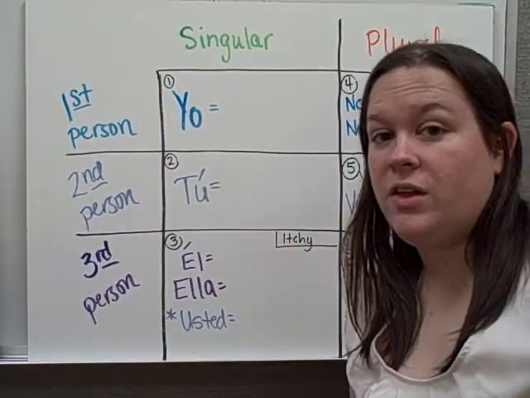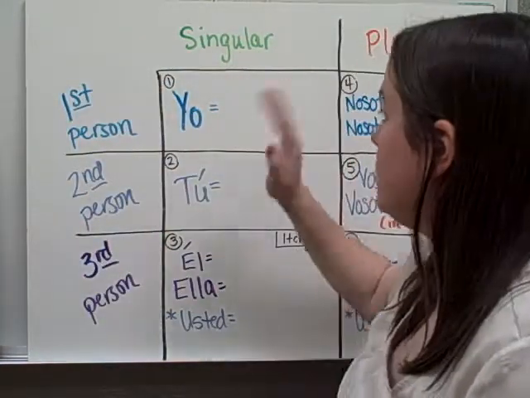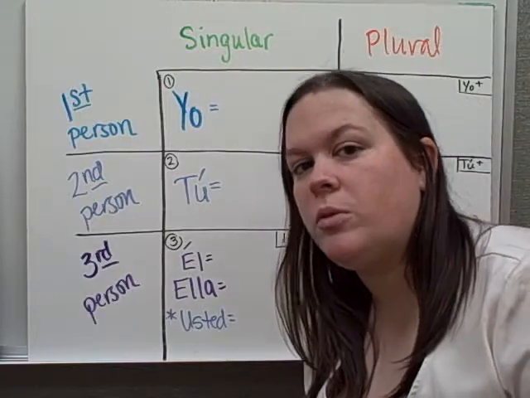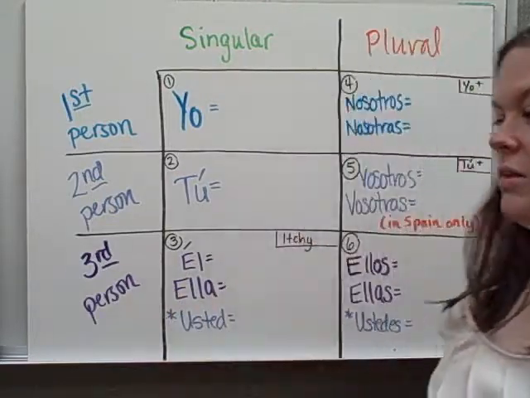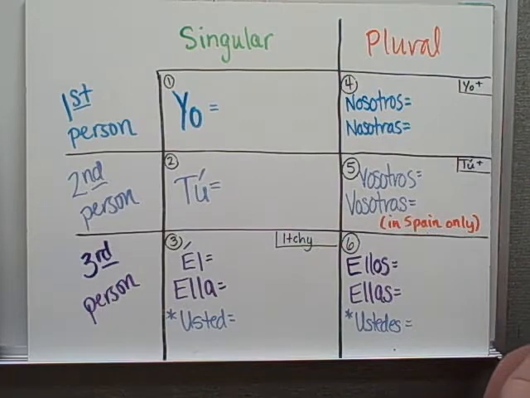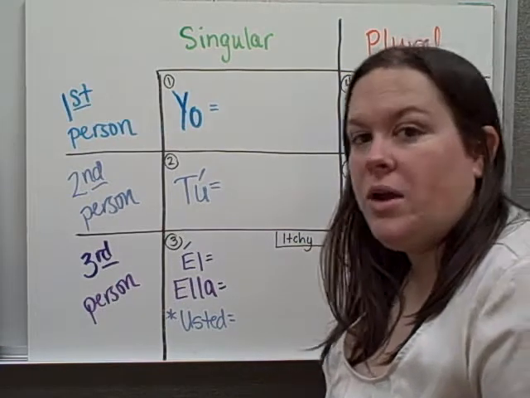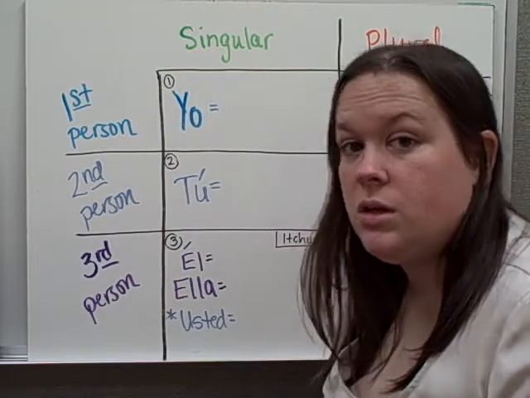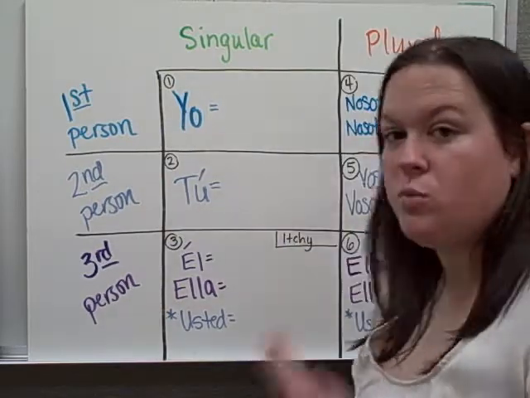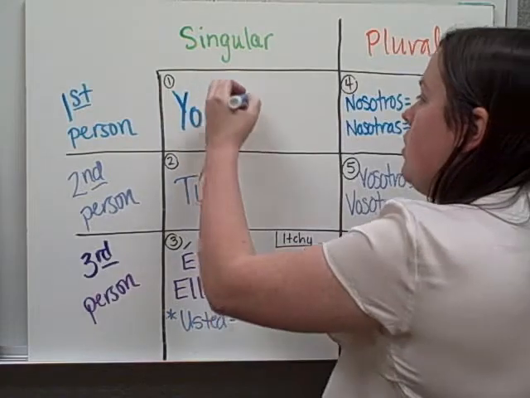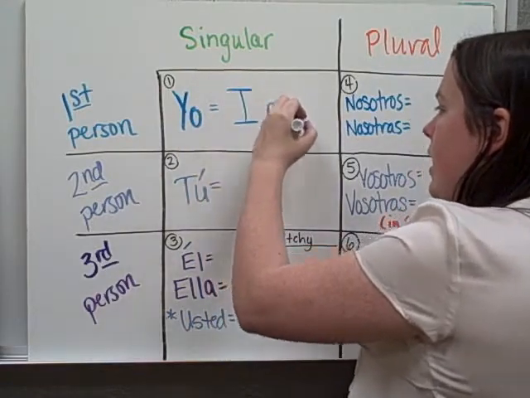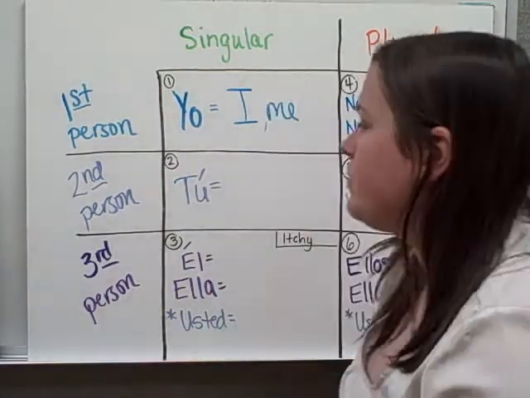All right, we are going to fill in these subject pronouns in Spanish and English. Please pause for a moment to copy down the board as it is. All right, so we're going to start with first person. So first person, when you're talking about yourself, is yo. So yo is I or me.